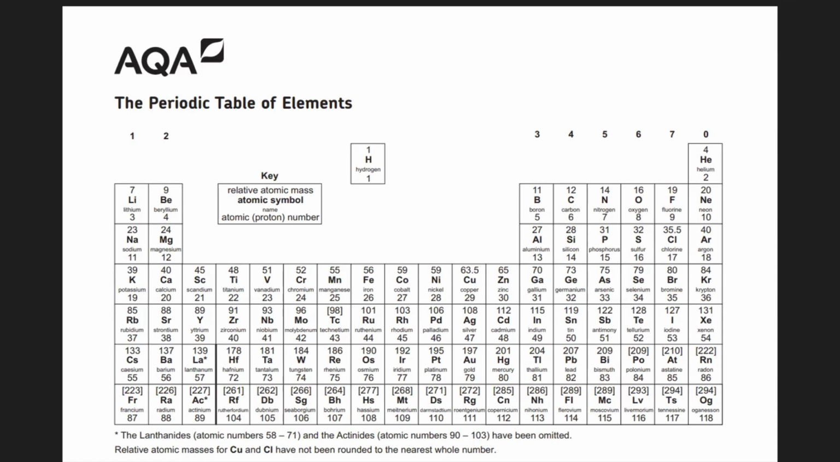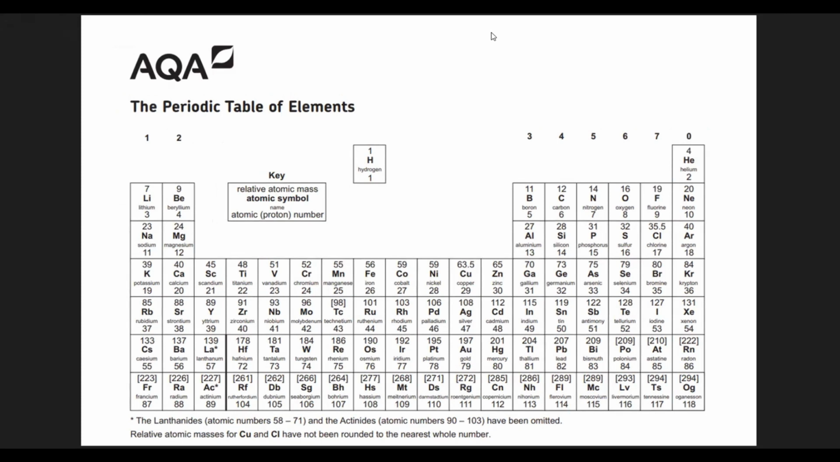Don't worry if you're not on AQA, Edexcel will also give you the same thing, and same with OCR at GCSE and at A-level. Now, each tile on our periodic table, tiles end up looking like this, have two numbers. We have the number on top and the number on the bottom. The number on the top tells us our relative atomic mass.